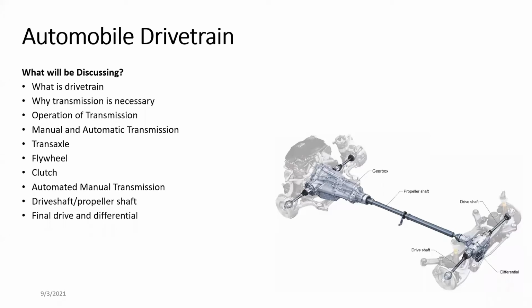So during this session, you'll be learning what a drivetrain is, why transmission is necessary, operation of the transmission, manual and automatic transmission, transaxle, flywheel, clutch, automated manual transmission, also known as AMT, drive shaft, propeller shafts, final drive, and other parts.